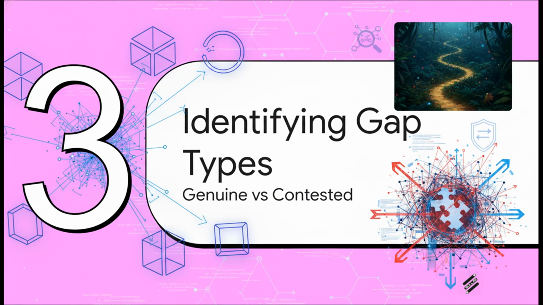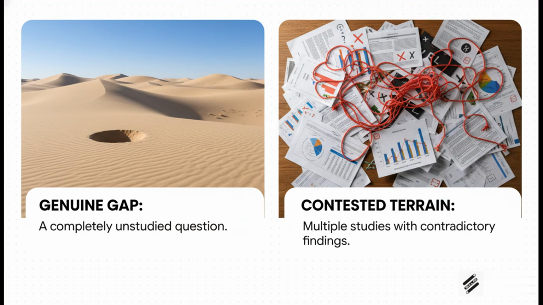All right, moving right along to Section 3, Identifying Different Gap Types. Now, as we navigate this landscape, you absolutely must realize that not all blank spaces are created equal. You have to distinguish between two fundamental concepts here: genuine gaps and contested terrain. A genuine gap is pretty straightforward. It's a completely unstudied or severely understudied question. Contested terrain, on the other hand, is a crowded cell where multiple studies have totally contradictory findings. Treating contested terrain like it's a genuine gap is a rookie mistake we definitely want to avoid.